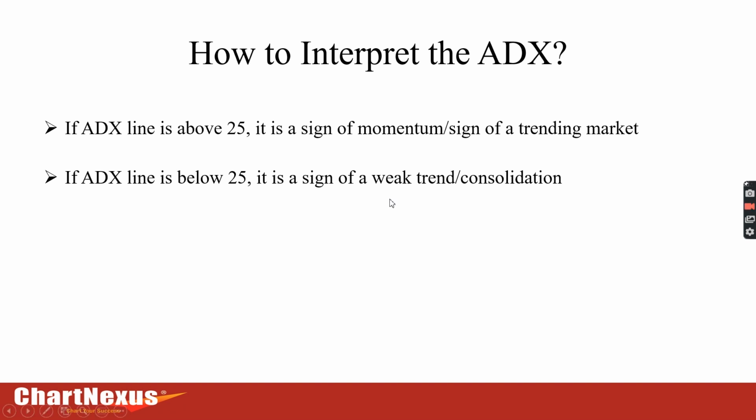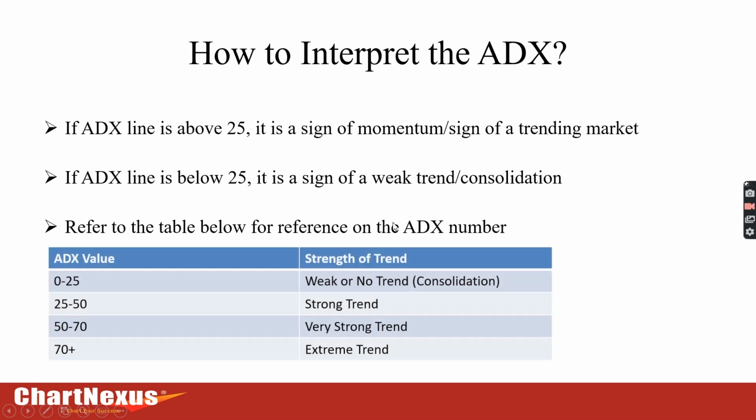Of course, this is just the minimum line to tell you whether a stock is trending or not trending. Typically above 25, there are some signs of momentum behind a trend, and below 25, it is typically viewed as complete weakness of trend or basically no trend. Here we also have a simple table that can tell you what numbers of the ADX line tell you how strong the trend is. Just to guide you through very briefly, 0 to 25, as I just said, 25 is the minimum. So 0 to 25 is weak or no trend, or consolidation, meaning it is sideways.